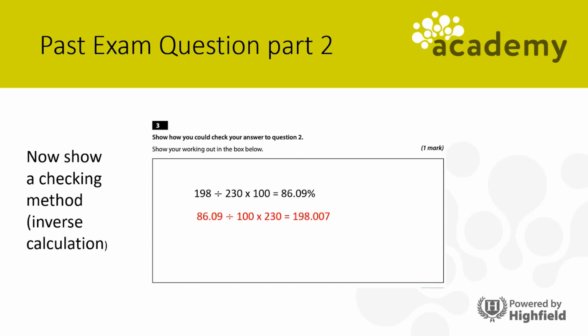Right? So the original calculation was 198 divided by 230 times 100, which was 86.09%. So an inverse calculation could be 86.09 divided by 100 times 230, which gives you the answer of 198.007. Now that's not exactly right, because if you remember, when we got our percentage, we rounded to 2 decimal places, so therefore it's slightly out, but it's close enough to be sure that you've got the right answer.